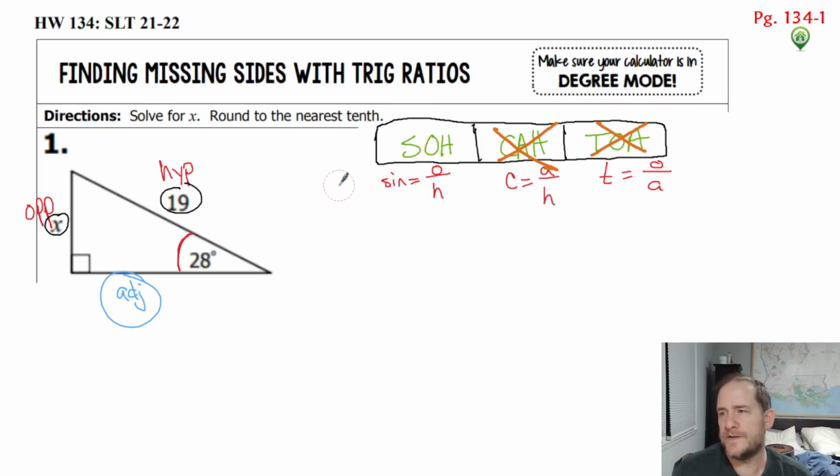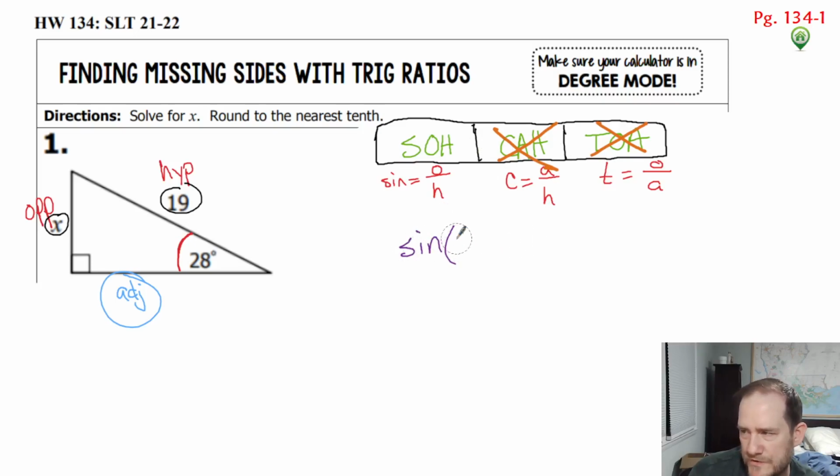I don't care how you figure out which trig function to use, but make sure you understand how to know which trig function to use. And we need to use sine. Once you know that, you'll write your equation in the form sine of an angle. The angle measure goes inside the parentheses, and then it equals a fraction, where on top you put a side and on the bottom you put a side. For sine, those sides are the opposite and the hypotenuse.